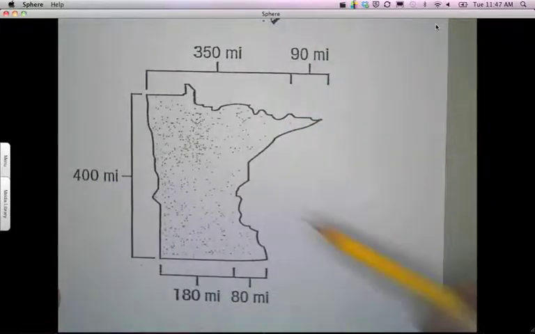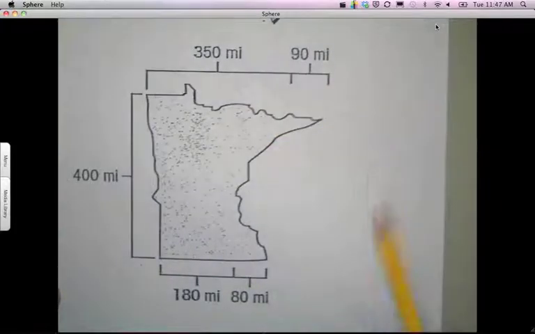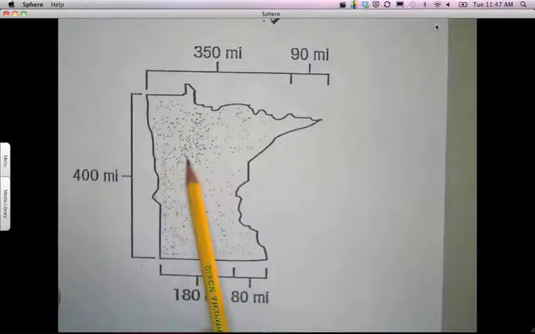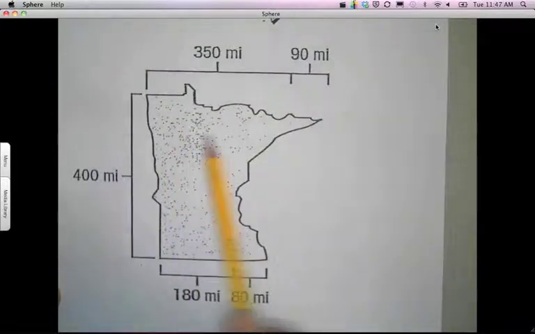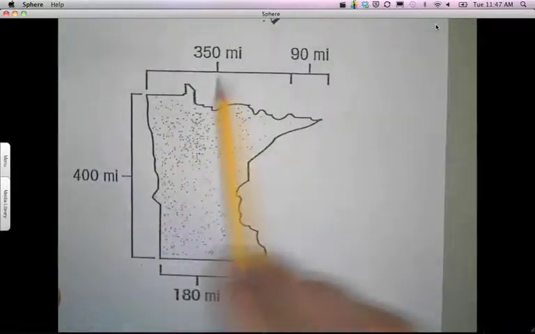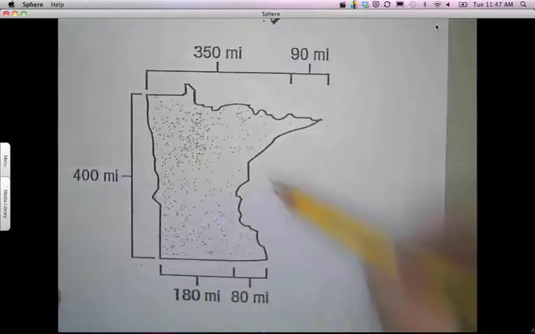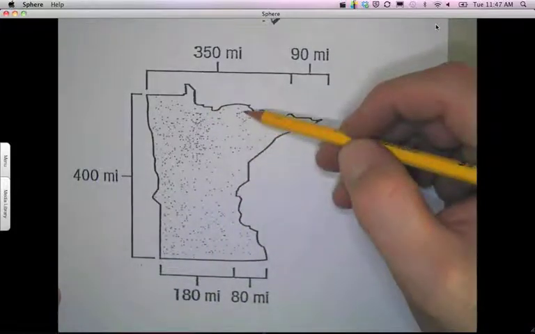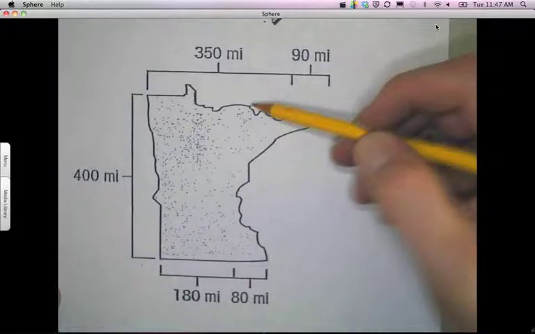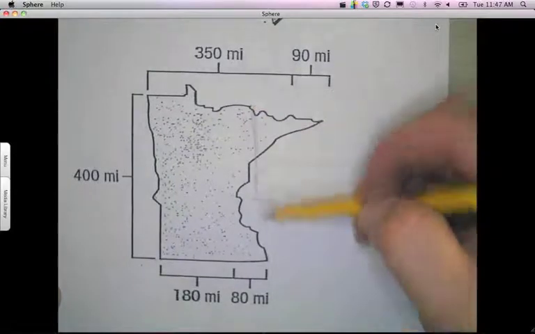But if you're trying to estimate the size of this, you've got to cut this up into shapes that you know how to find the area for. Obviously there's no equation you can use to just plug in all the numbers from Minnesota and figure out the area. But if you take this whole thing, you can cut it up into different pieces. This is where you have to use estimation. So let's say I go like this.